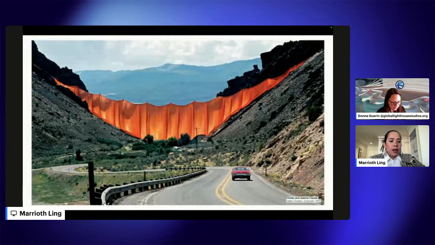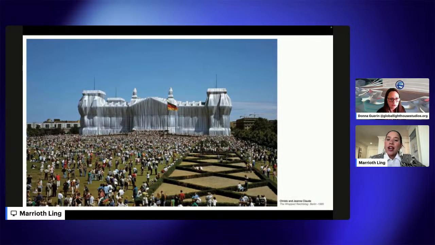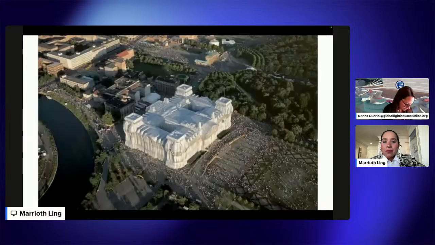So this is another one. This is the Valley Curtain in Colorado. That was in 1970. There is no artist of this size right now, or who does this type of thing. This is the Reichstag in Germany. The name of the installation was the Wrapped Reichstag in Berlin, in 95. Everybody who knows about the history of this country will know how polemic this was. So that's how you can see the installation from the top.